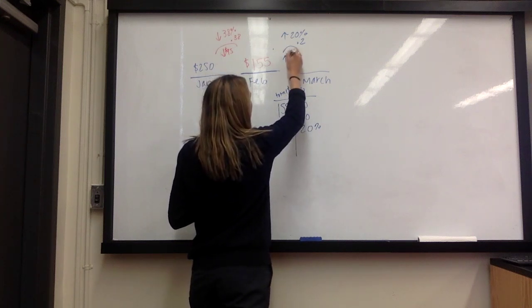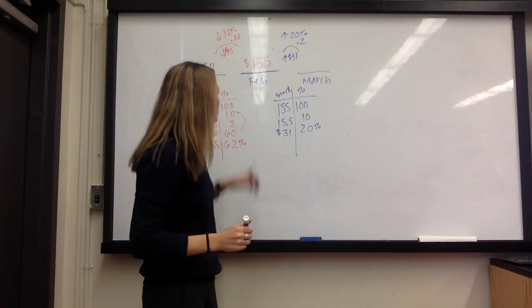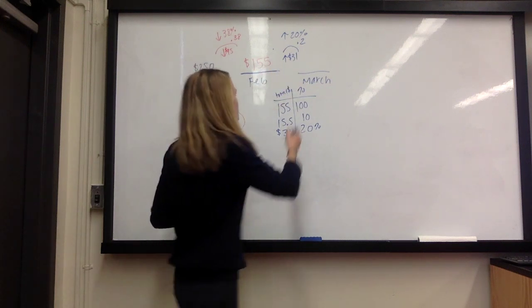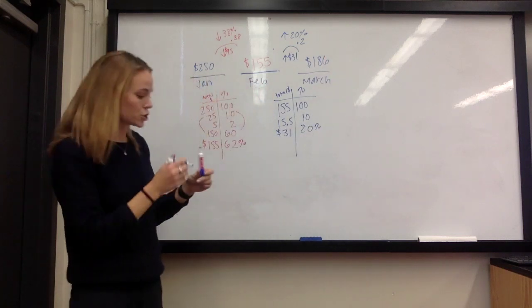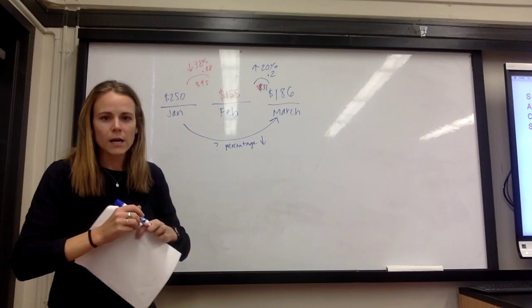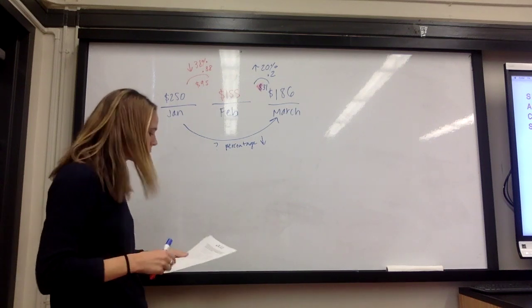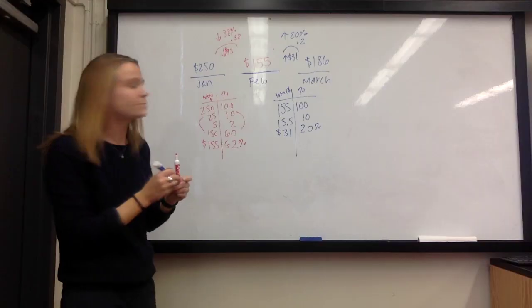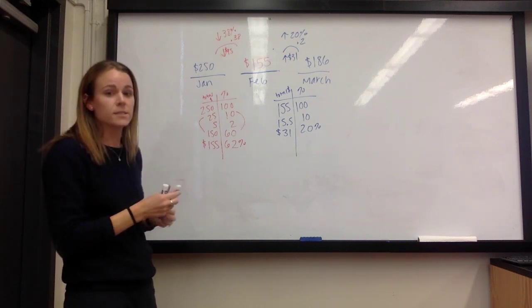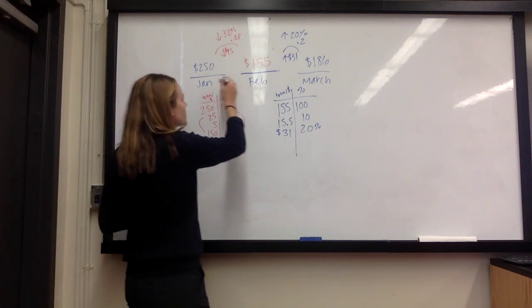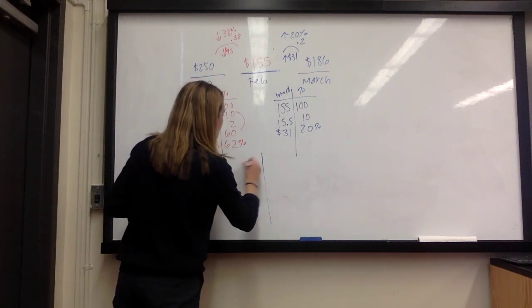So I know that I'm increasing by $31, but I need to find out what that actual stock price is. My 155 plus my $31 is going to get me back up to 186, which is my March stock price. So now we have our final stock price in March. Are we done? No. We have to go back and think about what the question is asking us to do. When we're looking at that overall percent decrease, from our January stock price to our March stock price, we need to figure out what that percent decrease is.